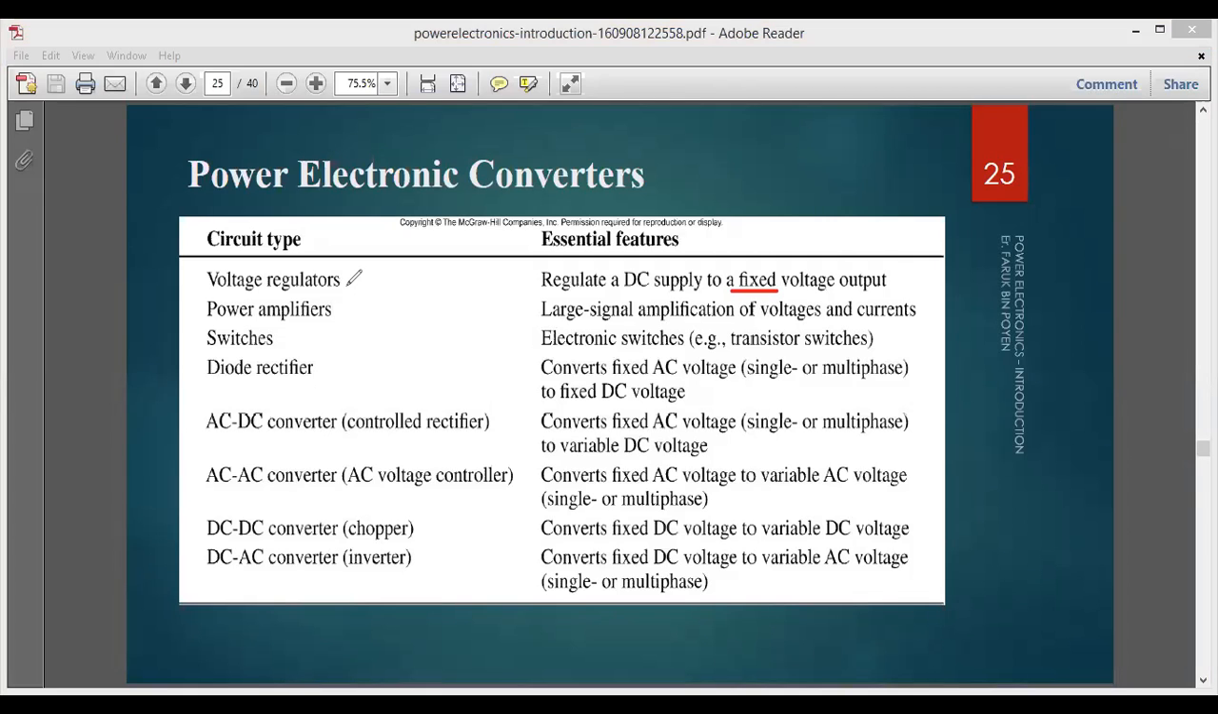Okay, these voltage regulators are used in home appliances. Take the example of the regulator we use with a refrigerator. We do not connect the refrigerator directly to the switchboard. We connect the refrigerator's cable to the regulator, and from the regulator we connect it to the main switch.